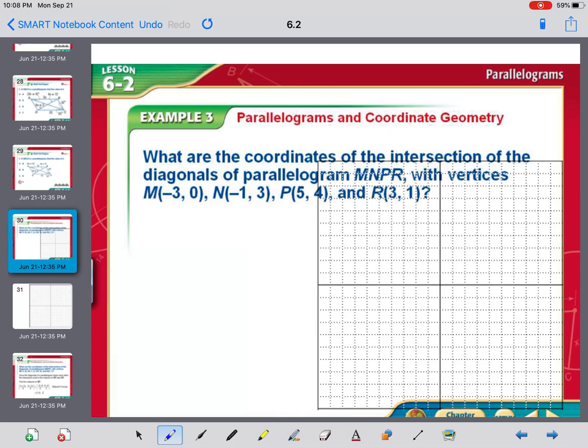We could go on through these. Let's look at this one. It says, what are the coordinates of the intersection of the diagonals of parallelogram NMPR? So let me graph this. Negative 3, 0, that's the M. Negative 1, 3, that's the N. 5, 4, that's the P. And 3, 1, that's the R. So it would appear that this is our parallelogram.